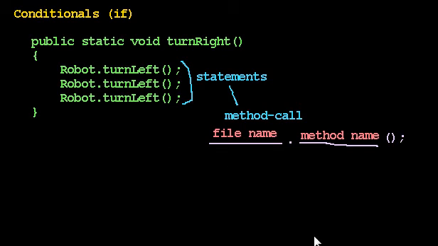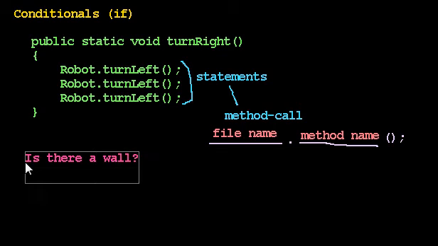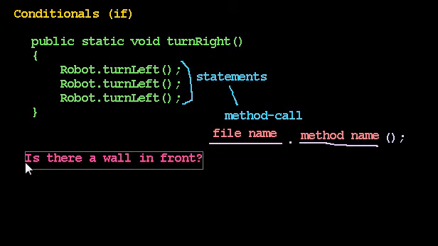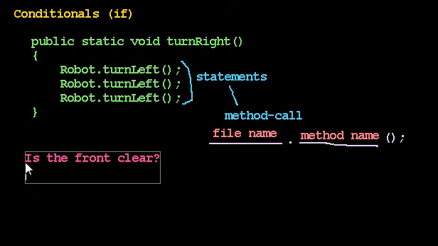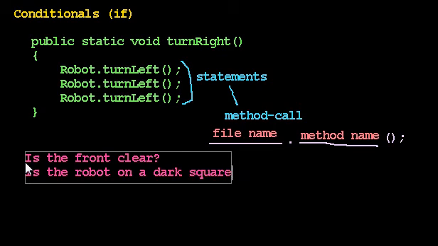Let's go back here. Is there a wall? And actually, it shouldn't be, is there a wall where the robot already is, because the robot can't be in a wall. So is there a wall in front? Or, to put it another way, is the front clear? And we want to be able to know, is the robot on a dark square? And if we could test those 2 conditions, we would be in good shape.